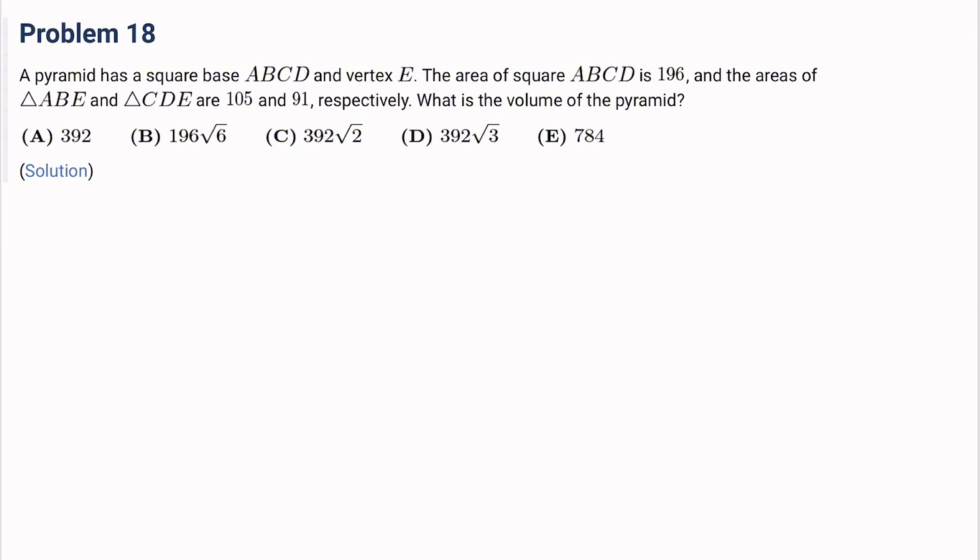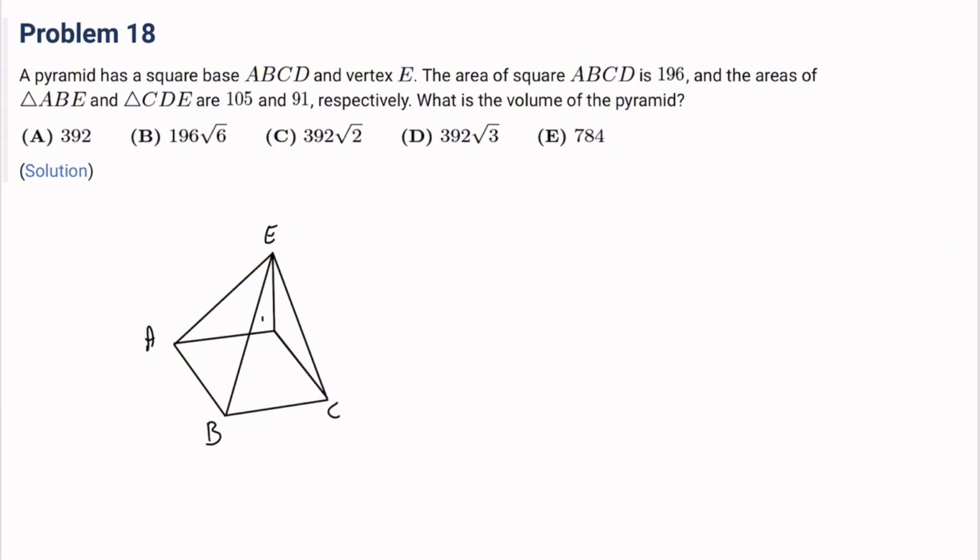Okay, so if we bring out the pyramid, this is what our pyramid looks like, and let's say this is E. This would be A, B, C, and over here at the back would be D, right? From E to the midpoint of AB, this would be the line, and from E to the midpoint of CD, that would be one more line, right? The area is 196, so each side length is 14. And the areas of ABE and CDE are 105 and 91.